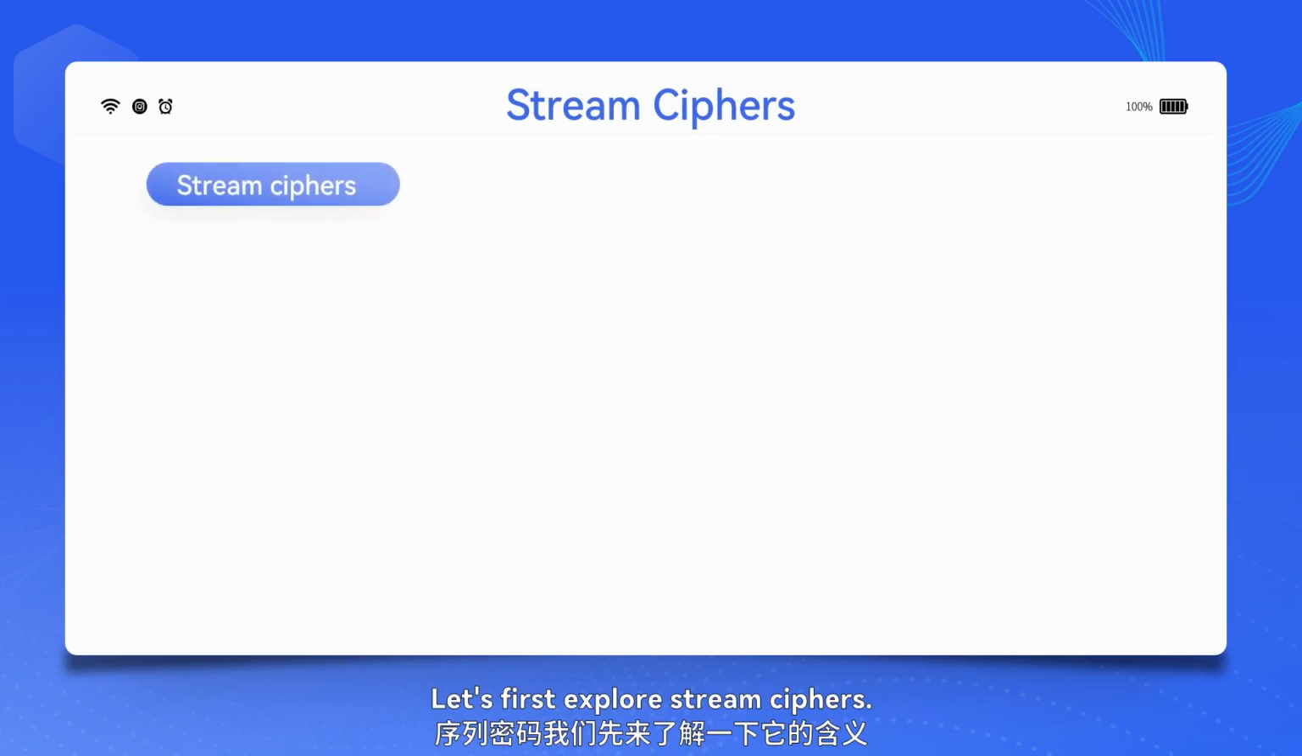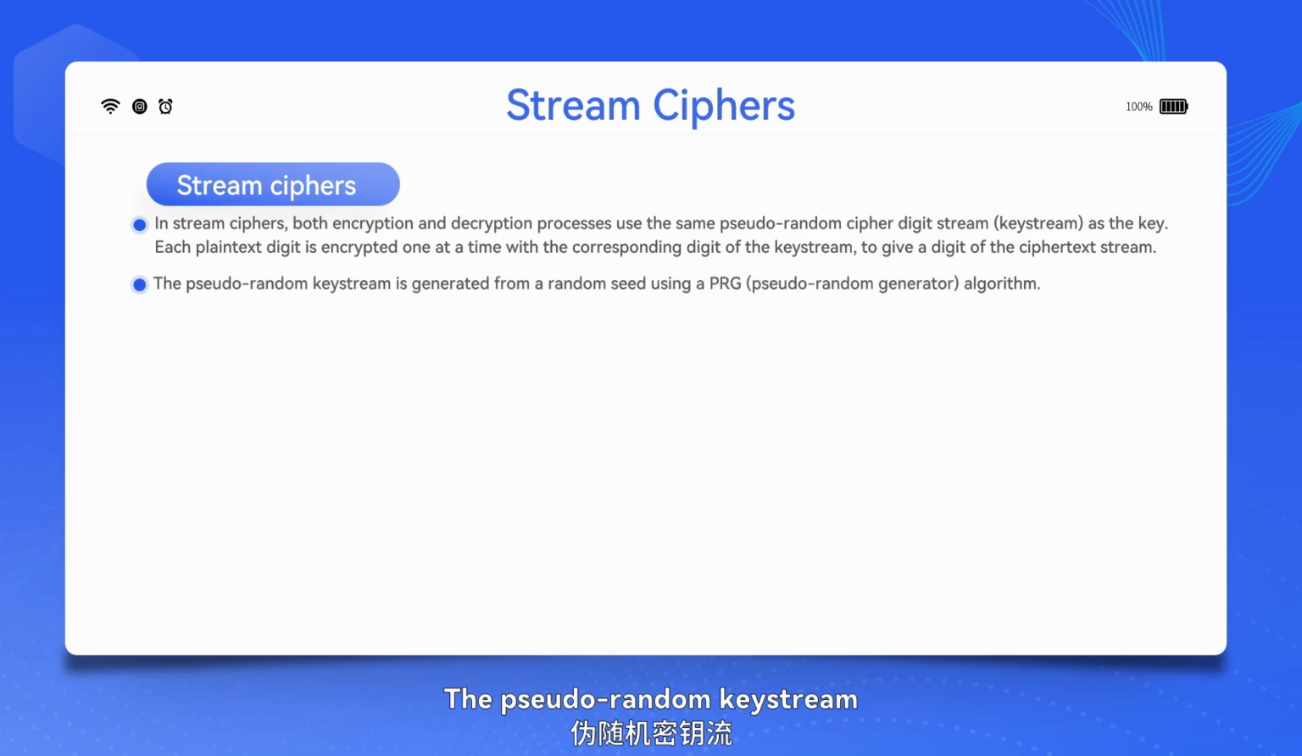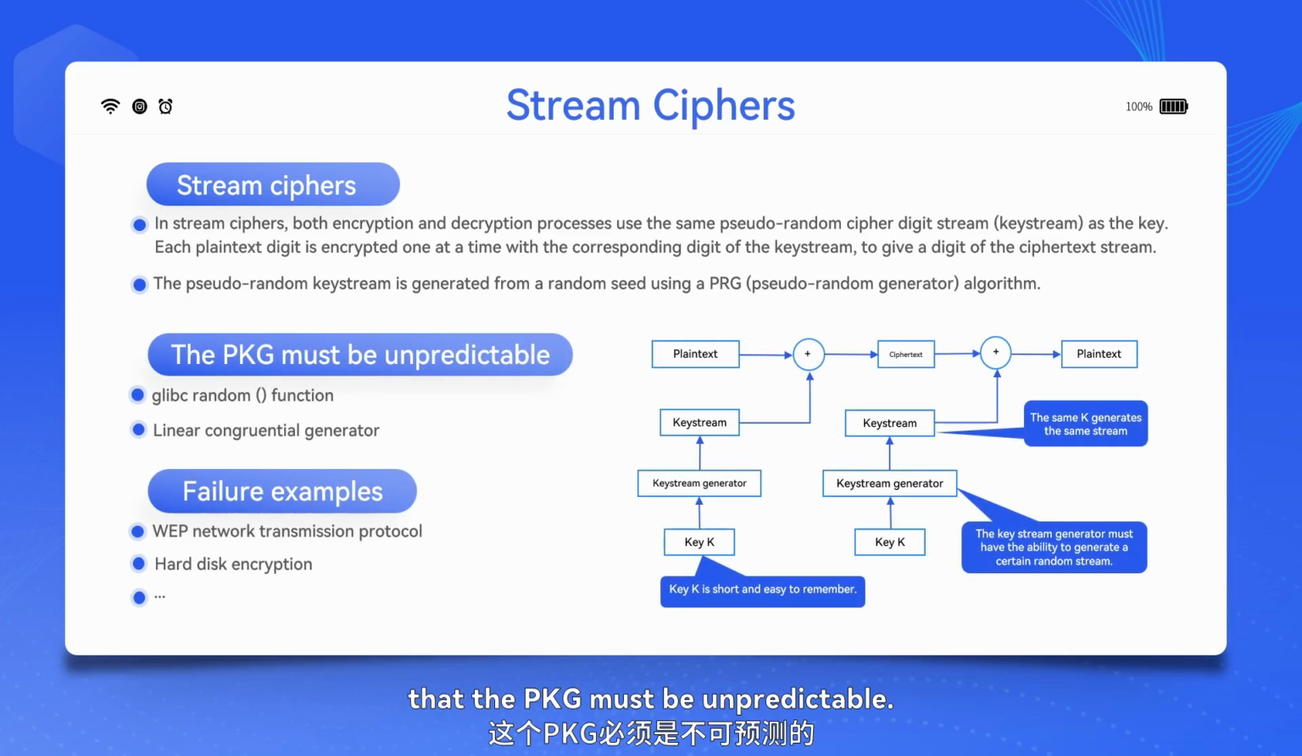Let's first explore stream ciphers. In stream ciphers, both encryption and decryption processes use the same pseudo-random cipher digit stream, the key stream, as the key. Each plaintext digit is encrypted one at a time with the corresponding digit of the key stream to give a digit of the ciphertext stream. The pseudo-random key stream is generated from a random seed using a PRG algorithm. It is important to emphasize that the PRG must be unpredictable.